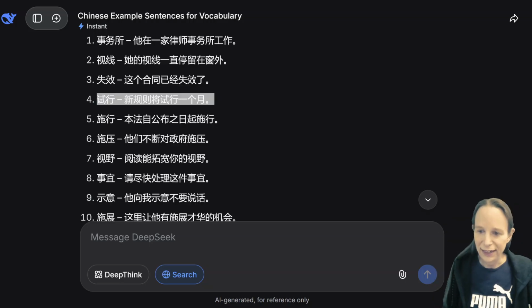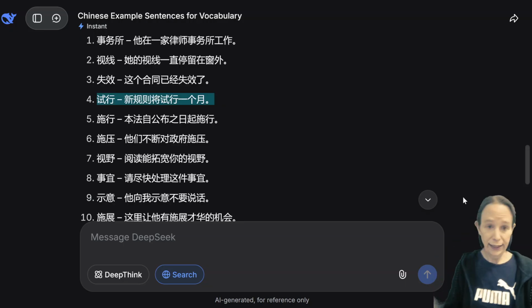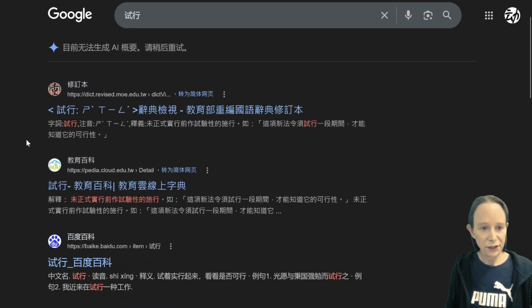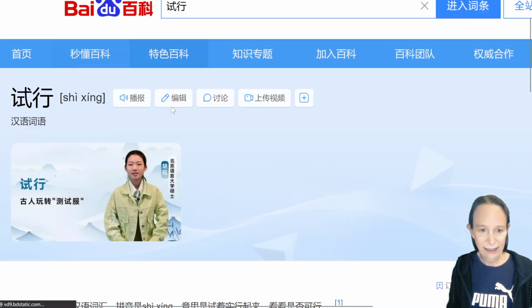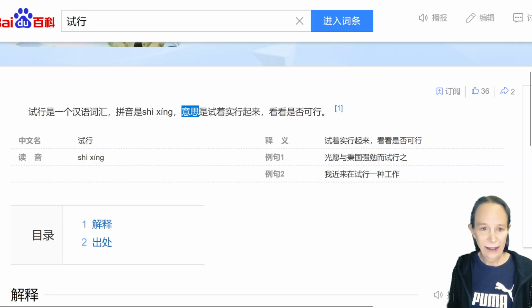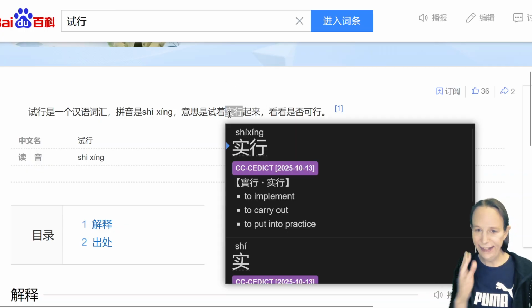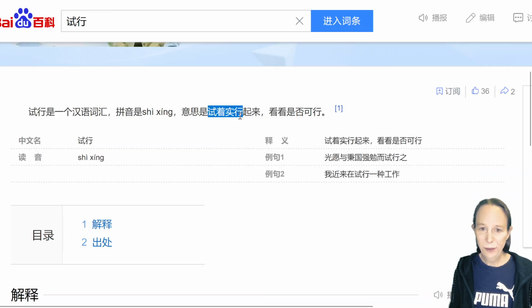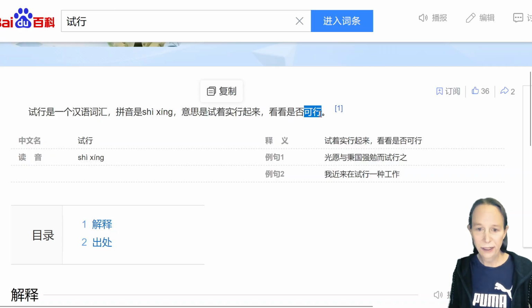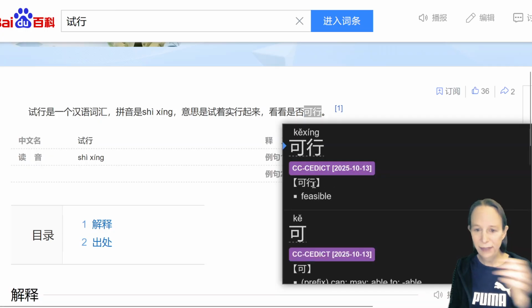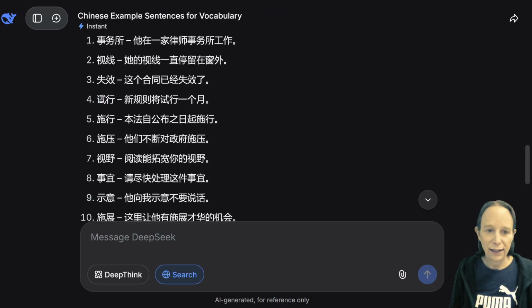Let's look it up in the dictionary. No, it's not in the dictionary. I'll have to do it via Google. 试行. Here's a definition. 意思是指实行起来. Okay, so the 行 is 实行. So attempt to implement or try to implement. 看看是否可行. Okay, in order to test if it's feasible. 可行, feasibility. All right. Like a trial run.